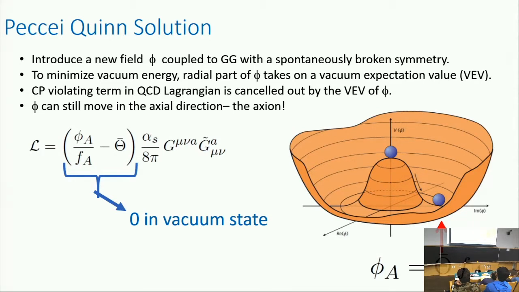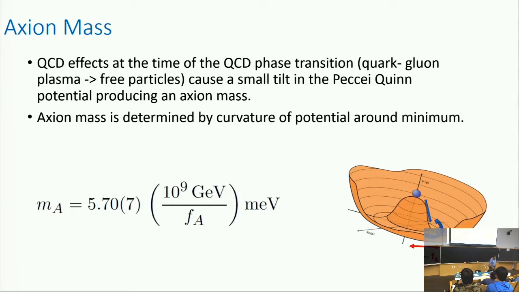Now this ball is no longer trapped at a certain radius, but it still has the ability to move around the axis because it sees a flat potential that way. And that motion, that's a Goldstone boson, which is the axion. That motion corresponds to the axion. Initially, it has zero mass. It has an entirely flat potential.